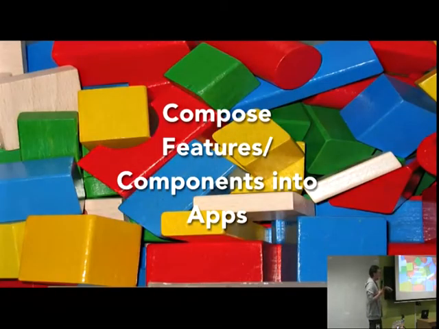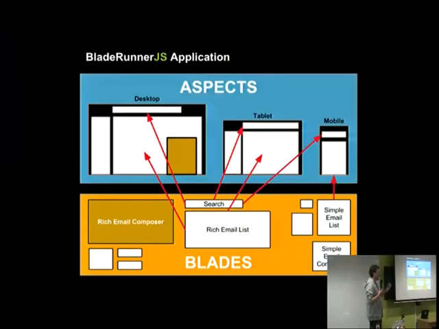A little note on just how we bring things together. So we've got all these individual features. What do we do? We create these things called blades. It's called Blader in a JS, hence they're blades. But you can think about them as components. And we build a bunch of these features, and then we have something called aspects.